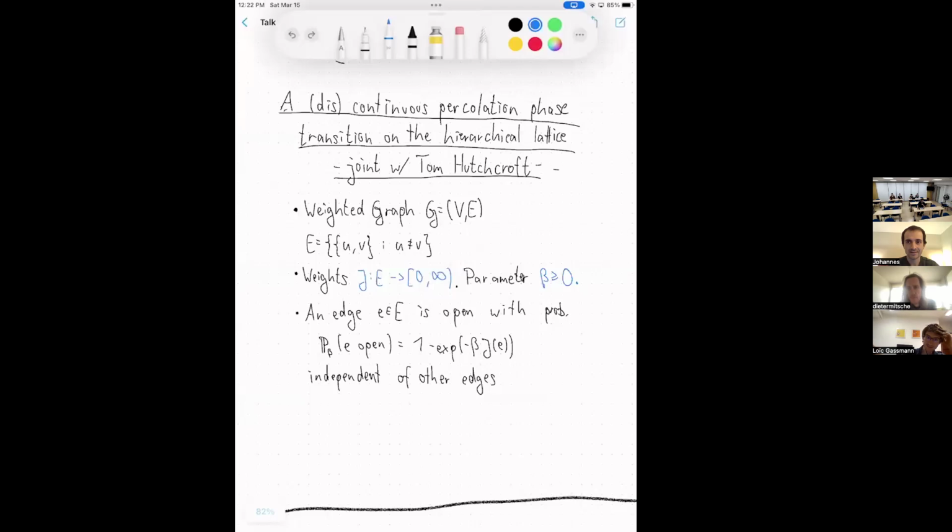Exact time. Maybe. Yes. Okay. Can we see it? We still cannot see, but we don't know if it's our fault or yours. Are you sharing already, Johannes? Can you see my screen?